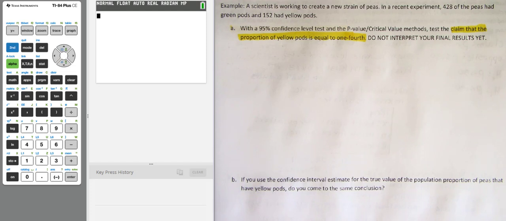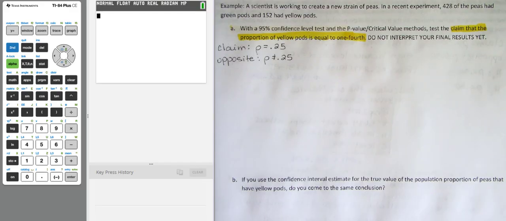A scientist is working to create a new strain of peas. In a recent experiment, 428 of the peas had green pods and 152 had yellow pods. With a 95% confidence level test and the p-value critical value methods, test the claim that the proportion of yellow pods is equal to 1/4. In this area, do not interpret your final results yet.